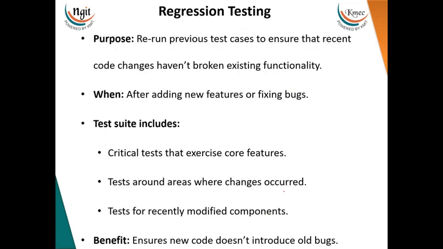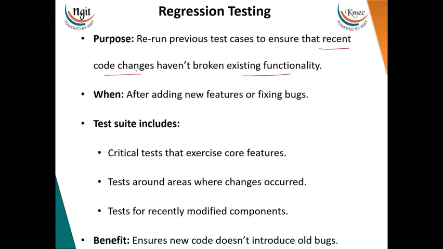Then we talk about regression testing. So what is regression testing? The purpose is to rerun previous test cases to ensure that recent code changes have not broken the existing functionality. Every time we add or change something, we must check whether the existing features are still working or whether any issues have been raised. This is called regression testing.